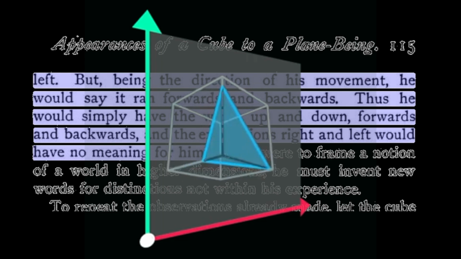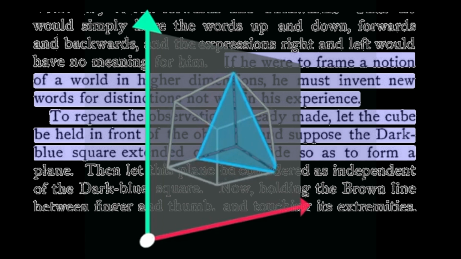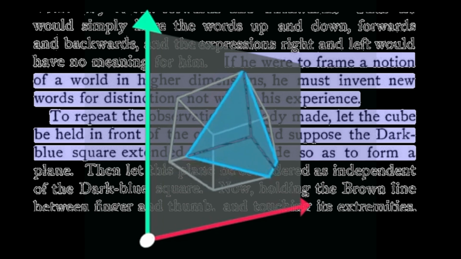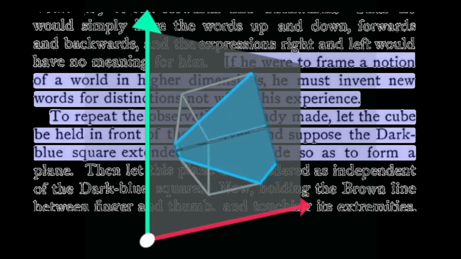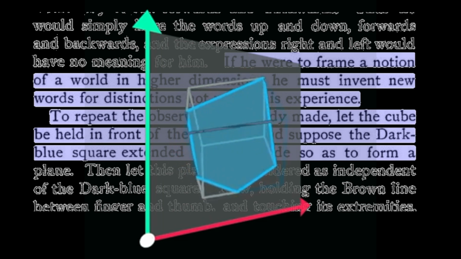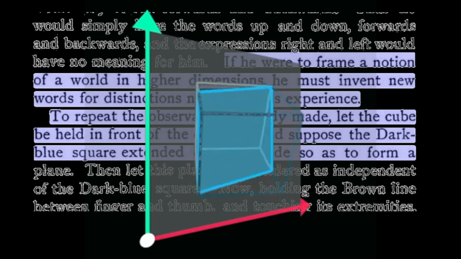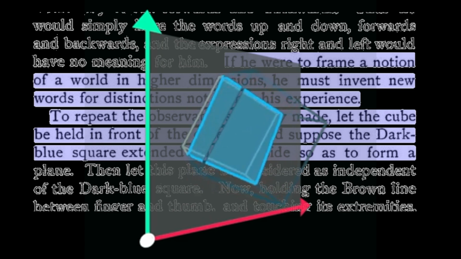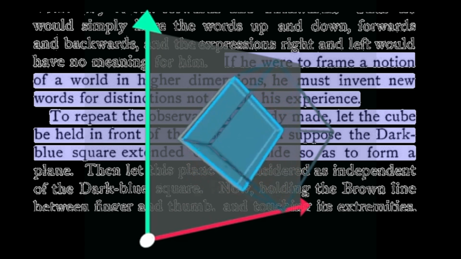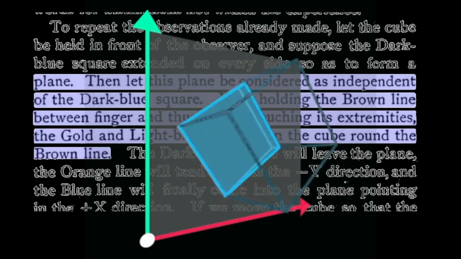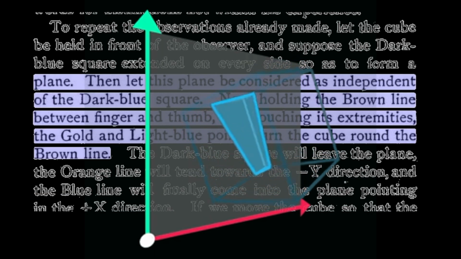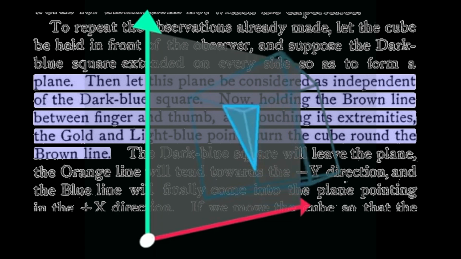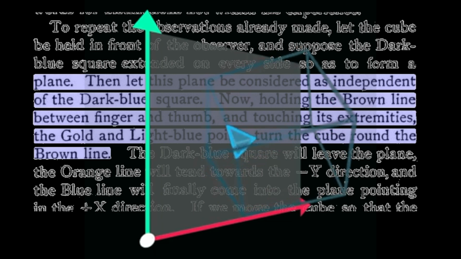If he were to frame a notion of a world in higher dimensions, he must invent new words for distinctions not within his experience. To repeat the observations already made, let the cube be held in front of the observer, and suppose the dark blue square extended on every side so as to form a plane. Then let this plane be considered as independent of the dark blue square. Now, holding the brown line between finger and thumb, and touching its extremities, the gold and light blue points, turn the cube round the brown line.